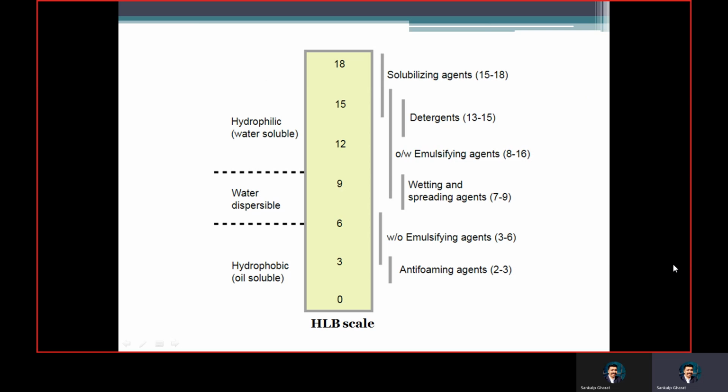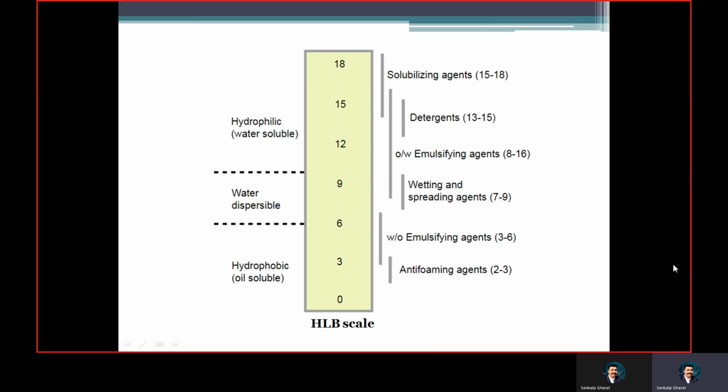On your screen, you can see the general HLB scale from 0 to 18. Surfactants having an HLB value from 0 to 6 are hydrophobic ones, that is oil soluble ones. These can be used as anti-foaming agents and as emulsifying agents in water in oil emulsions.